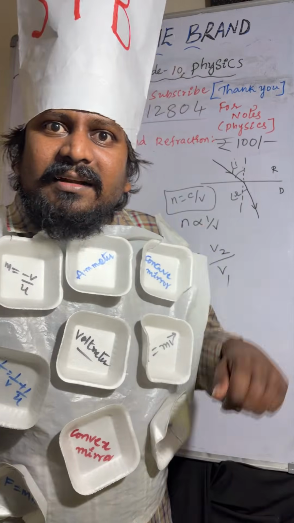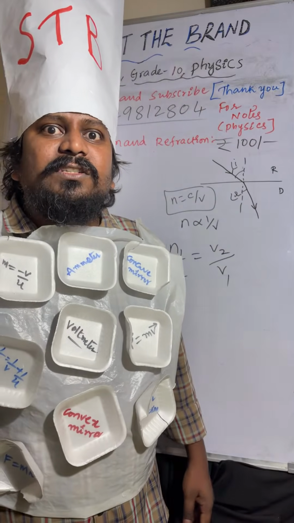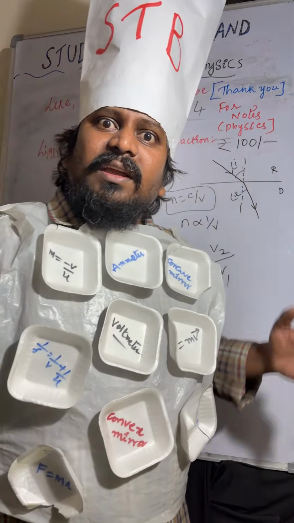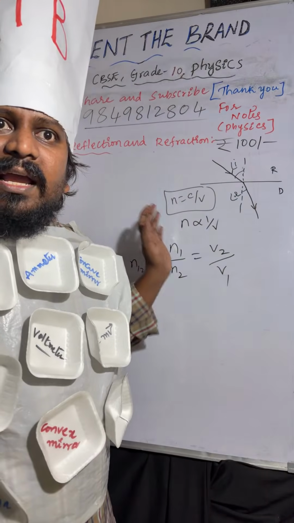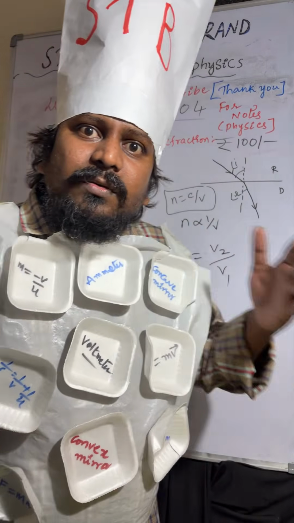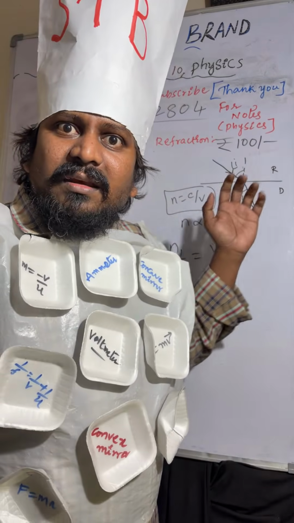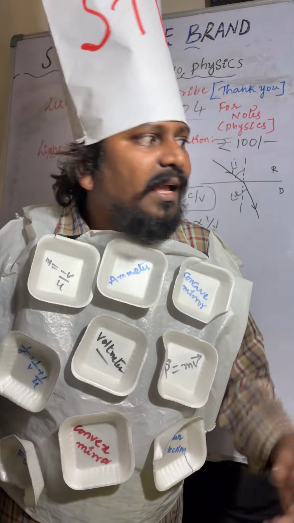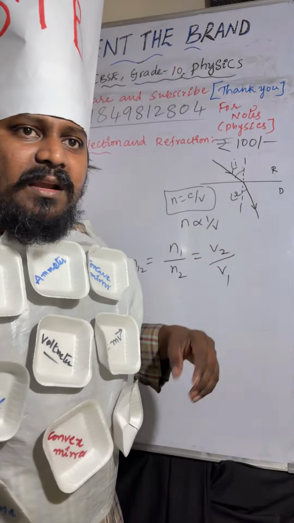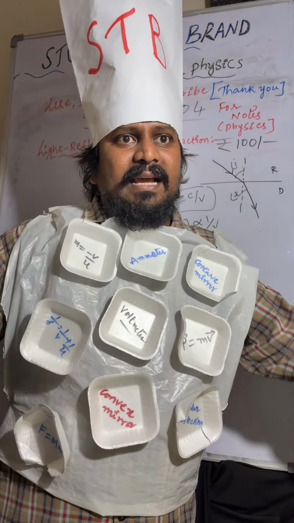From that, you can take one thing: n is inversely proportional to velocity. From that we can write n12 as n1 by n2, equal to v2 by v1. How can we write this? Because n is inversely proportional to velocity.